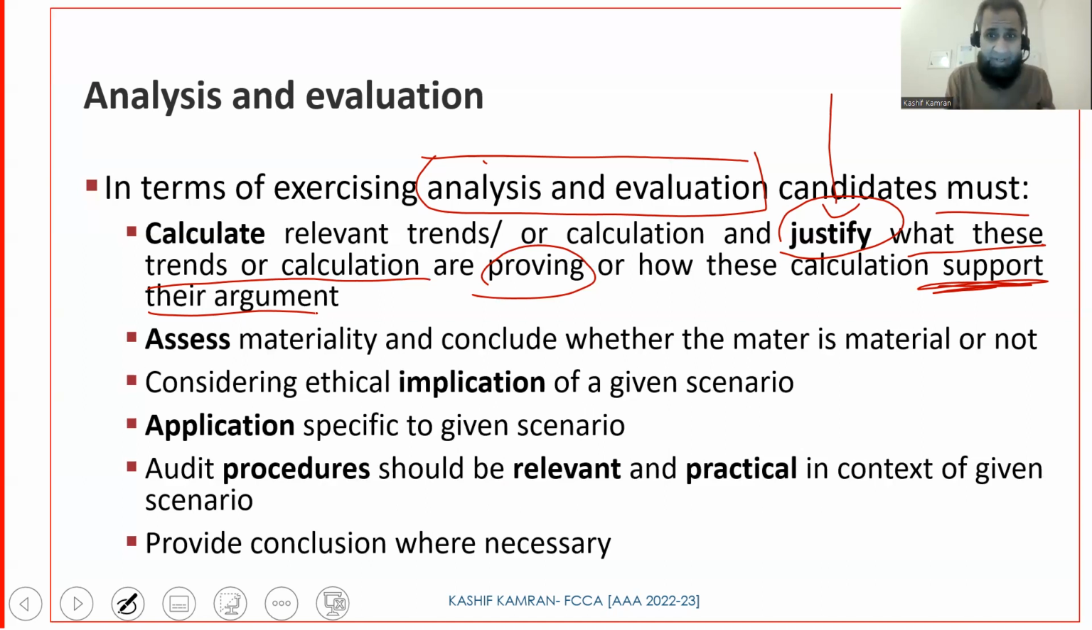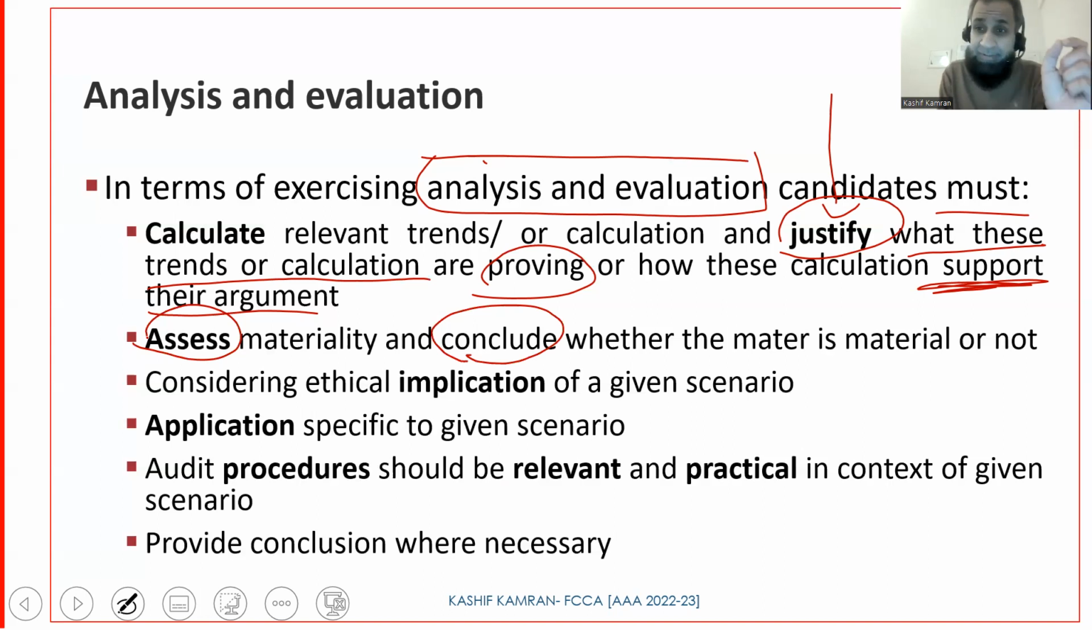Not just assessing the materiality, but also concluding, assessing and concluding. If you just determine the materiality, but you're not concluding on the materiality, you're not doing evaluation, because conclusion also is a very critical part of analysis and evaluation. When we analyze something, we conclude it. When we evaluate something, we conclude it. So a conclusion or a justification or proving is very important. If you find a trend, you conclude what the trend is showing. If you find a materiality, you conclude whether it is material or immaterial. So that is extremely important.